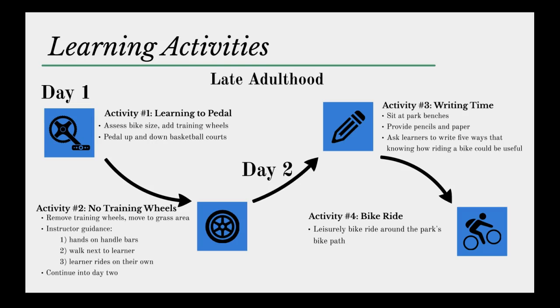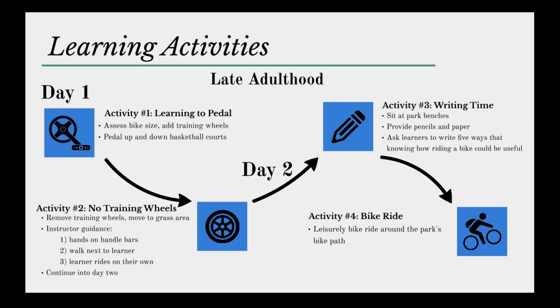For the second learning activity, I will remove the training wheels and move to the grass area of the park. The learner will pedal across the grass without training wheels as the instructor grasps the handlebars to ensure balance, then pedal back across the grass with instructors only walking next to them to correct balance, and finally pedaling across the grass on their own. Each of these steps will be repeated until the learner reaches mastery before moving on.